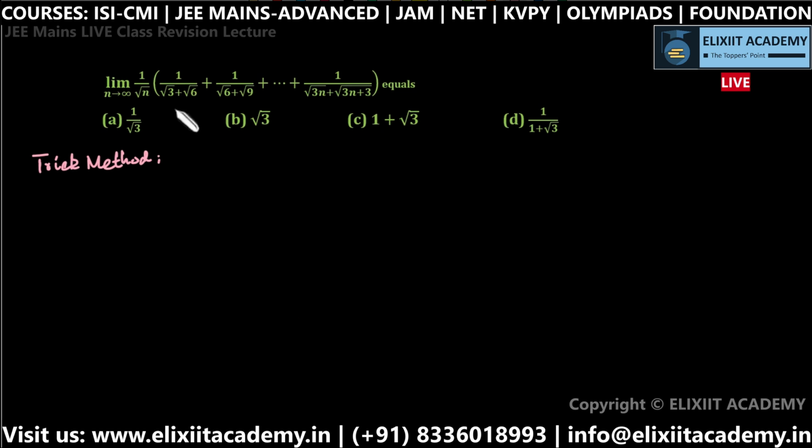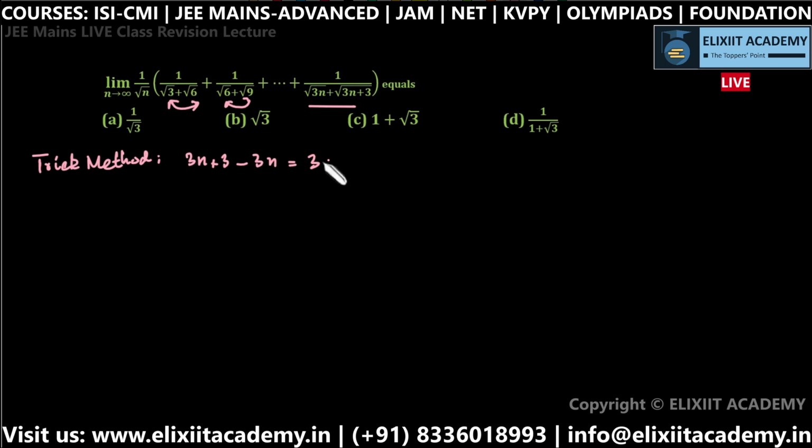See the difference. Observe the difference for each term. It's root 3, root 6. The difference is 3. Root 6, root 9. The difference is 3. Similarly, observe in this case, the difference is 3n plus 3 minus 3n. The difference is 3, which means the difference is a constant, which is 3.